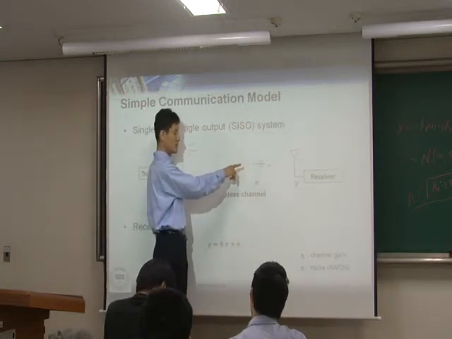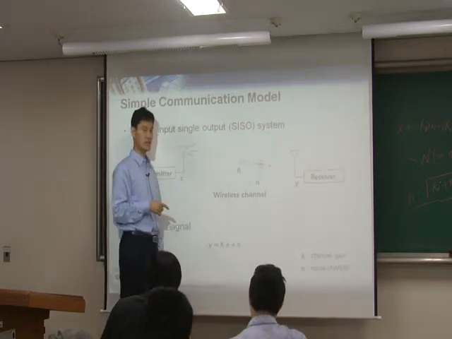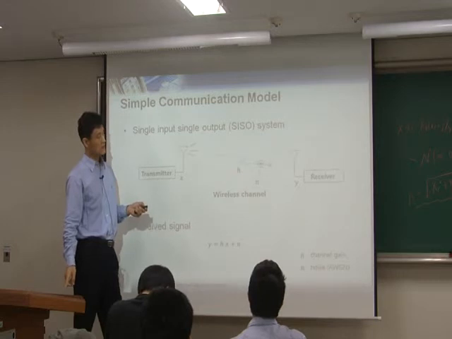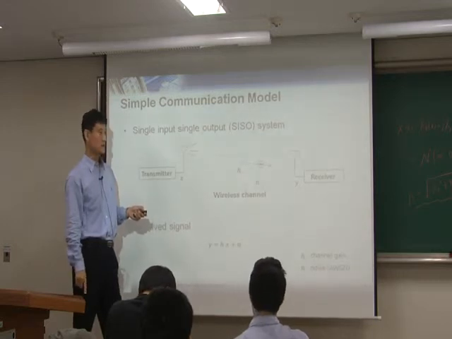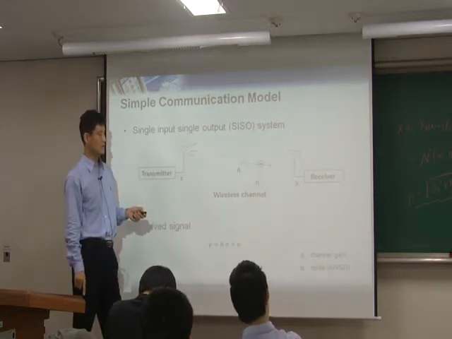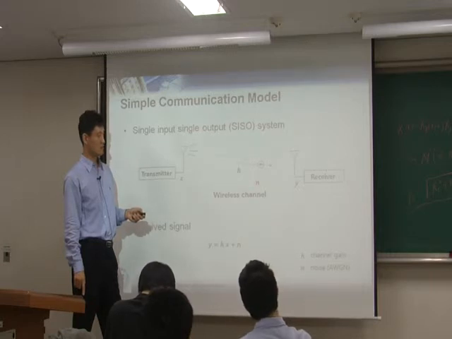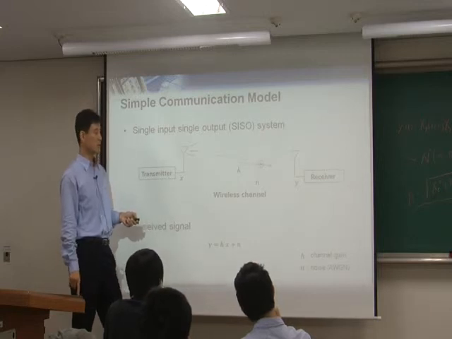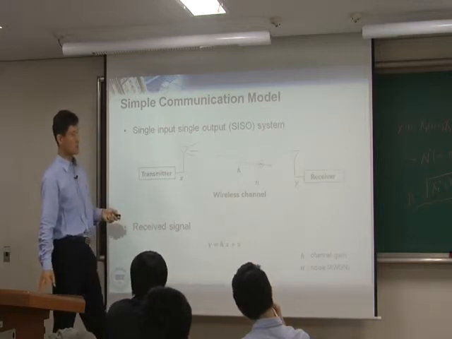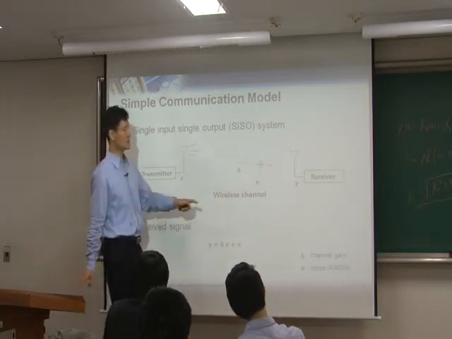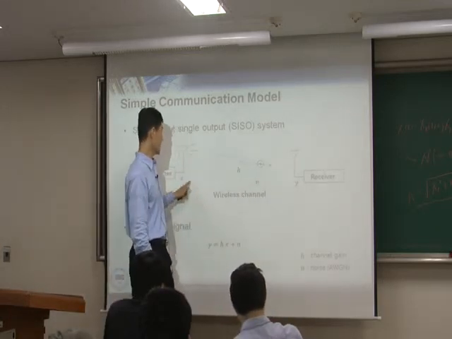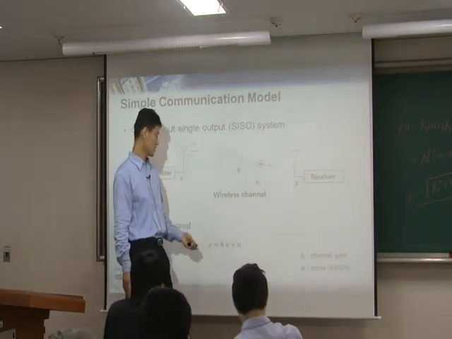We have a channel. Let's call that channel H. And definitely you will have a noise. Let's use the symbol N for noise. And what you receive is going to be Y. So mathematically, you can write that this Y, which is the received signal, is going to be X times H plus N.